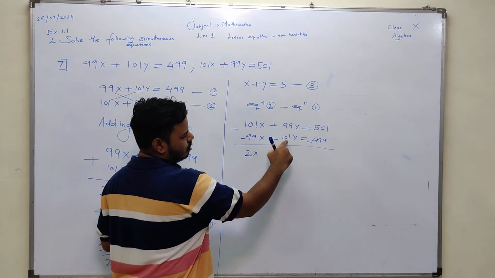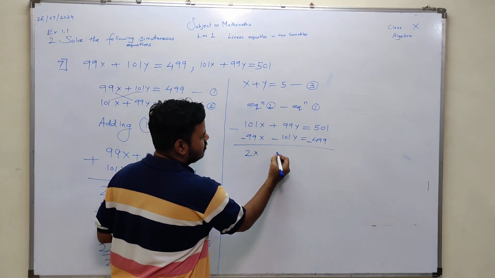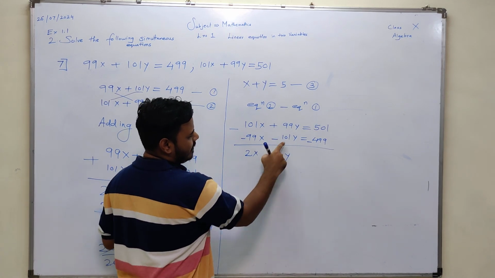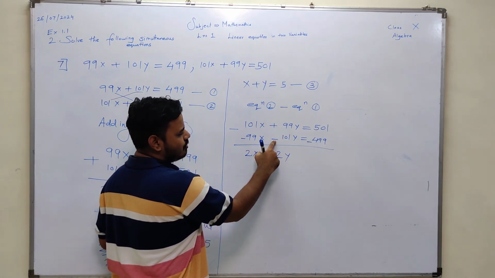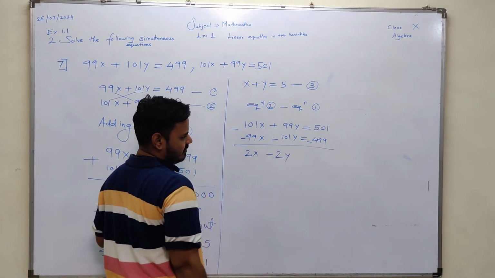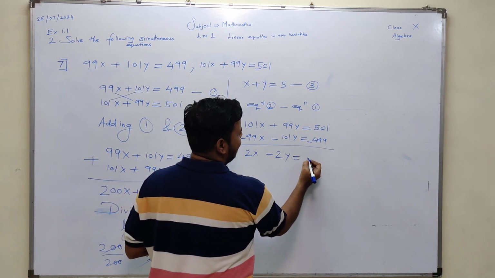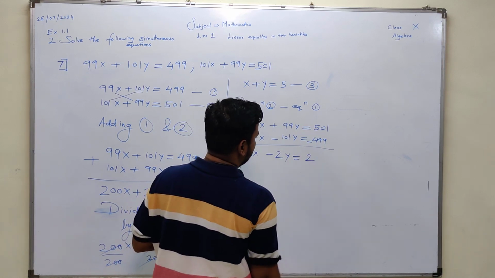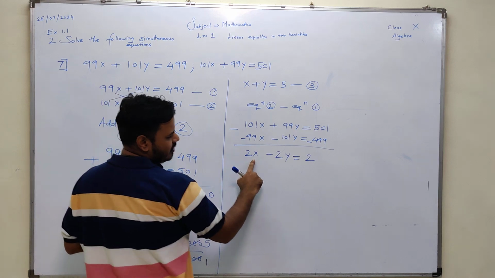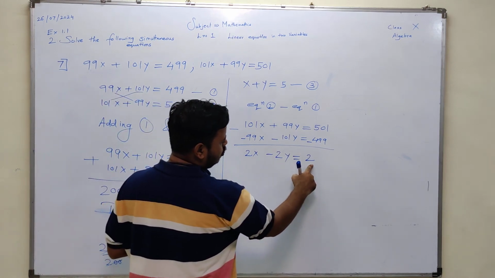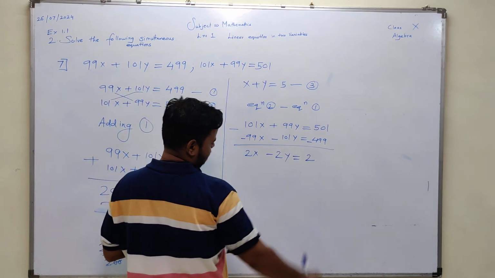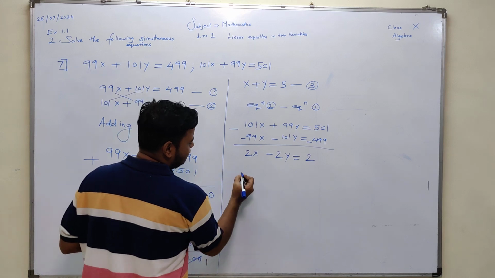So 101 minus 99, you get 2y, but 101 is bigger and it carries a negative sign, so you will give here a negative sign, is equal to 501 minus 499. What do you get? Again you get 2. So we got this equation, 2x minus 2y is equal to 2. Divide throughout by 2. What do you get?